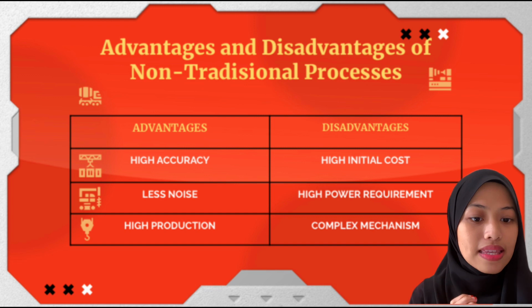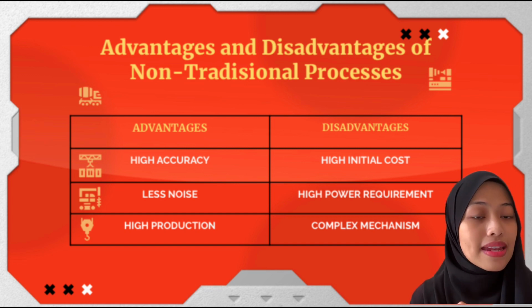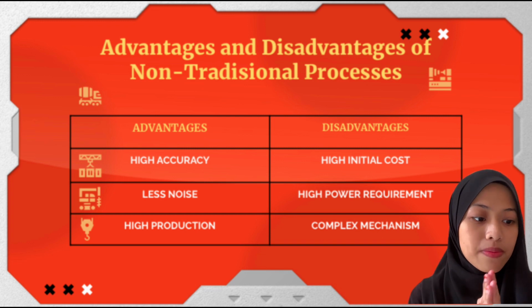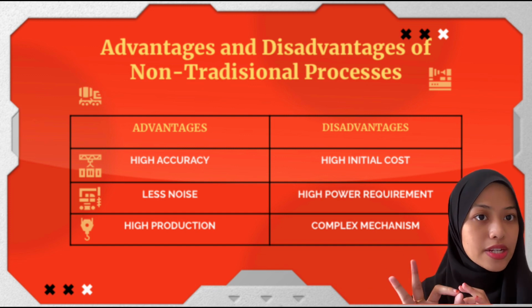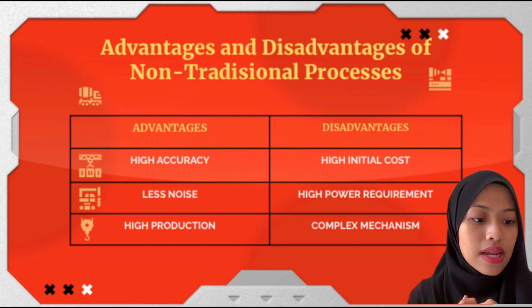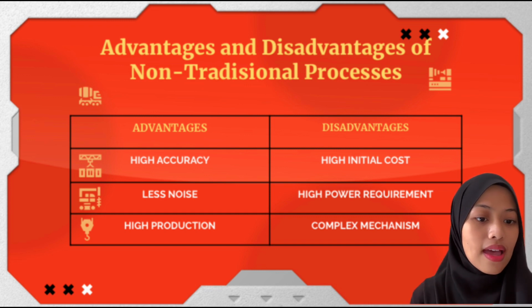The second is less noise, an improved alternative to conventional machining techniques. And the disadvantage is high power requirement, which is more energy to cut the tool of surface for the machining. The third one is high production. Innovative techniques for machining encourage high production rates. And the disadvantage is complex machinery.